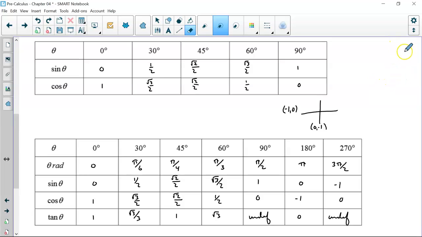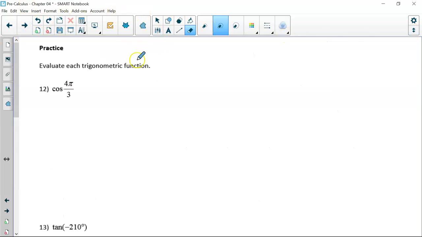All right, let's do some more that have to do with talking about what quadrant we're in and so forth. So we're going to evaluate the cosine of 4 pi over 3.